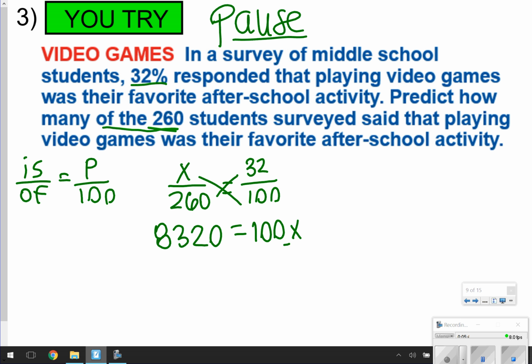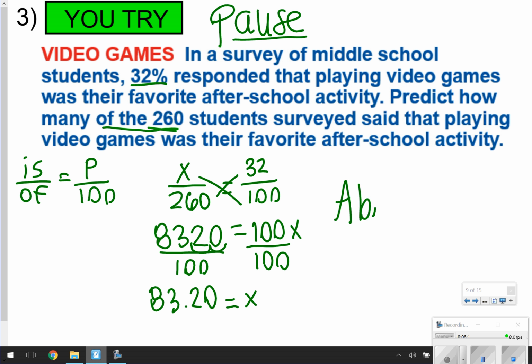Next step again, we've got to divide by 100 to figure out what x is. Again, here's your shortcut. Dividing by 100 is taking your decimal and moving it 2 places to the left. So now x is going to be equal to 83.20. Again, just like before, since we've got a leftover amount, we can't have 83.20 people, so we're just going to round up and say about 84.